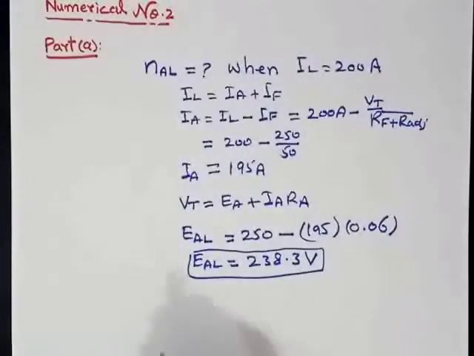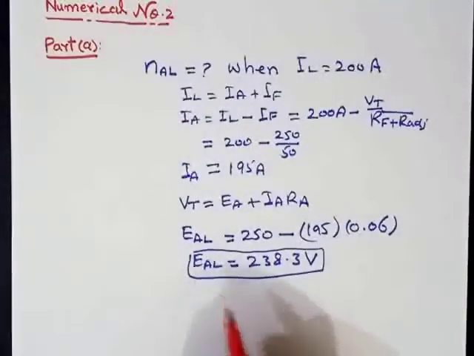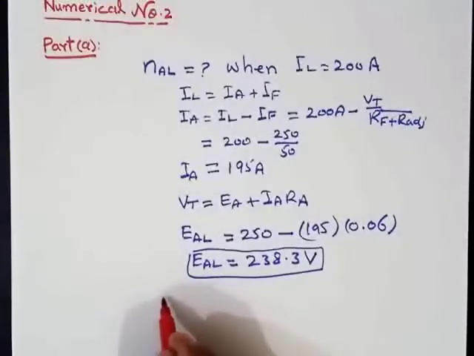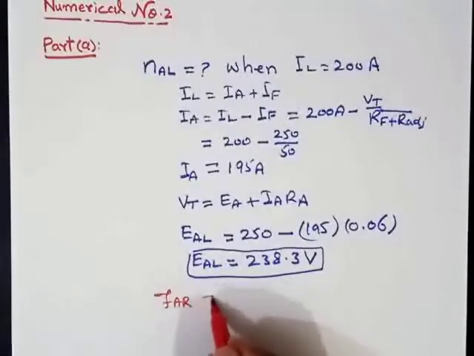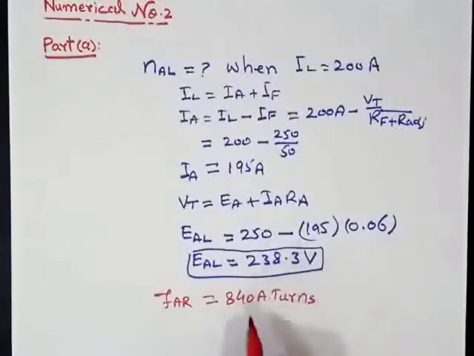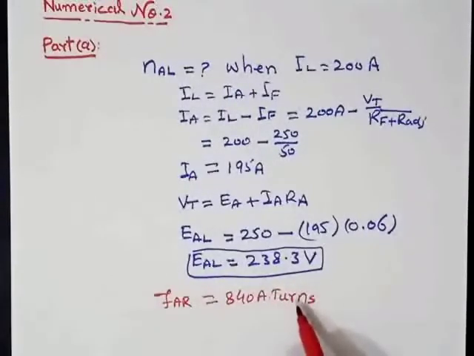The magnetomotive force due to armature reaction, FAR, is given in this particular problem as 840 ampere turns. This value is given in the given parameters of this problem. Therefore, due to armature reaction, as we have already discussed, flux will reduce. When the flux reduces, the current IF will be reduced as well.